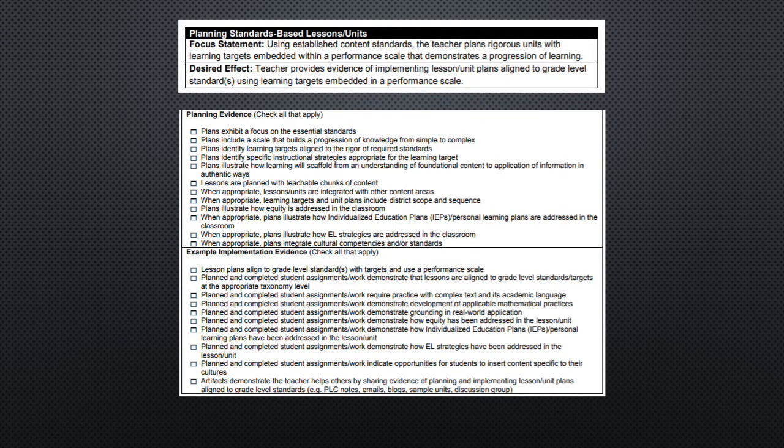In addition to the focus statement and the desired effect, a protocol for standards-based planning includes examples of evidence of planning, which can be viewed in the plans or discussed in the pre-conference. It also includes examples of implementation evidence. Implementation of the plan needs to be evident. If pieces are not able to be observed, teachers should be prepared to discuss the plan, how it aligns to the taxonomy of the learning target, and/or the standard in the post-conference. Teachers should also bring data to explain how the plan for meeting diverse learners was met.